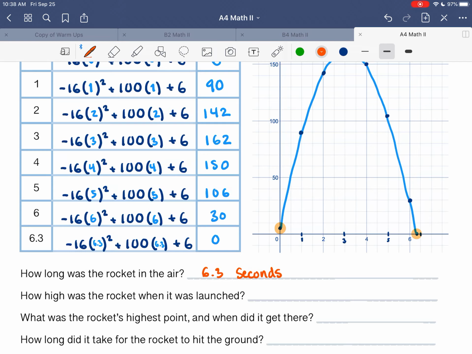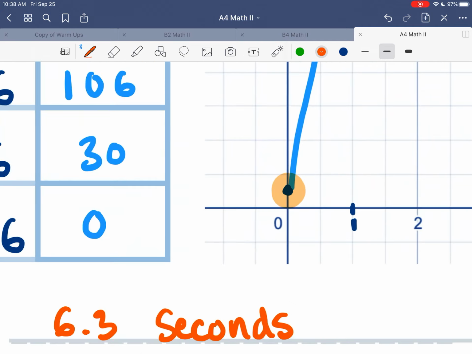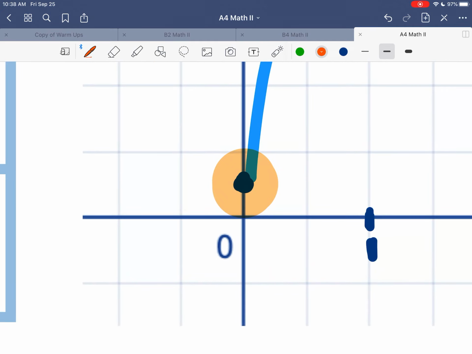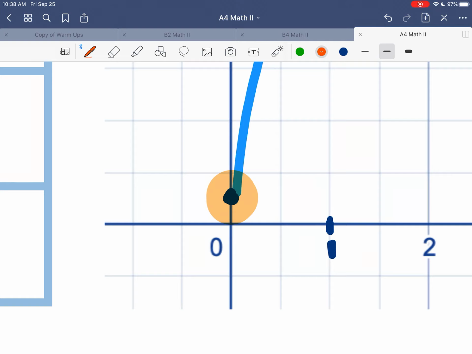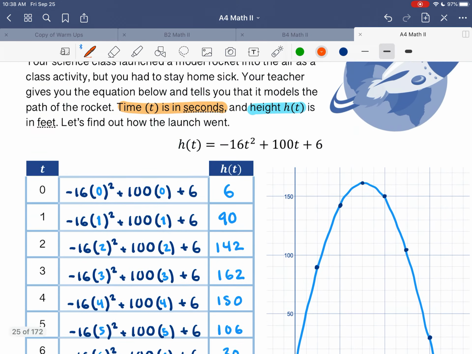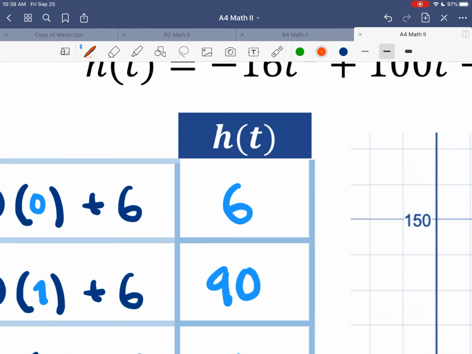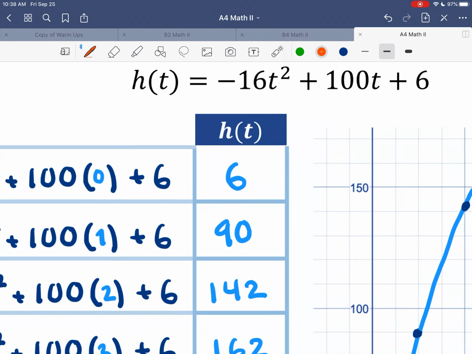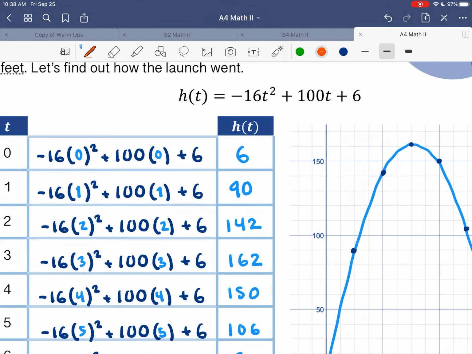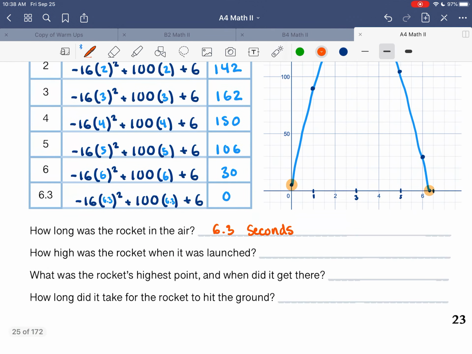Next question, how high was the rocket when it was launched? So here's an interesting thing. Notice that our rocket didn't start out at 0, which actually makes sense. If you're shooting a model rocket, usually it has to be on a table or something is holding it up, right? So it just happens to be that this model rocket at 0 seconds was already 6 feet in the air, which means that when we launched it, it was at 6 feet in the air. So it started 6 feet in the air.